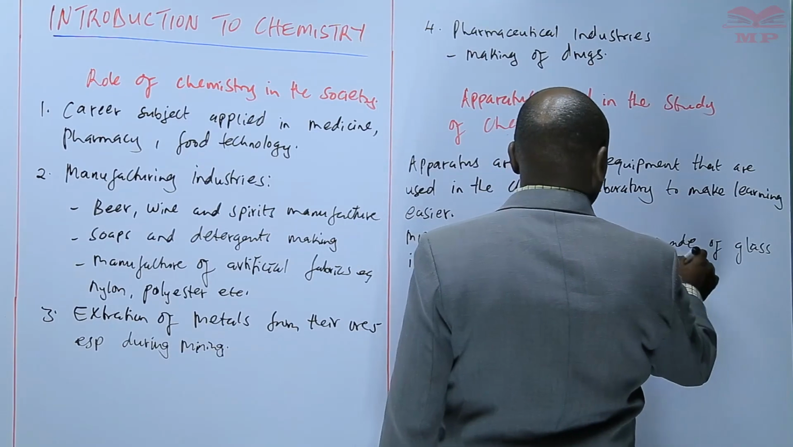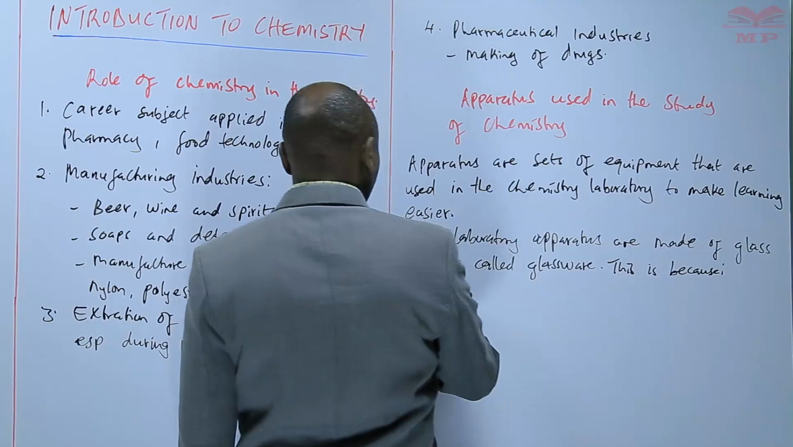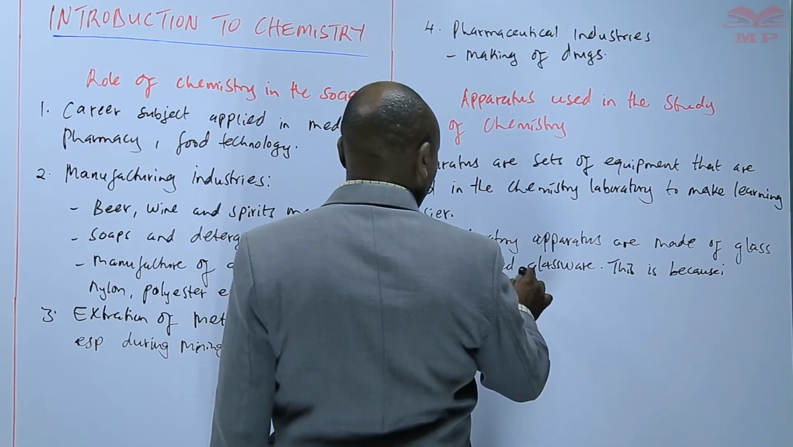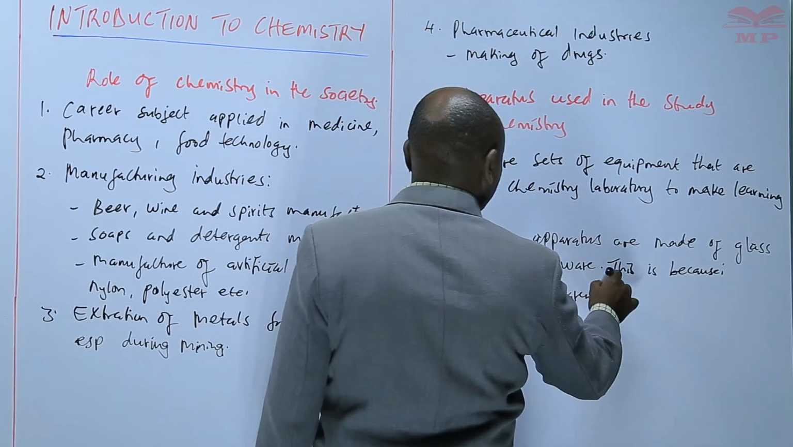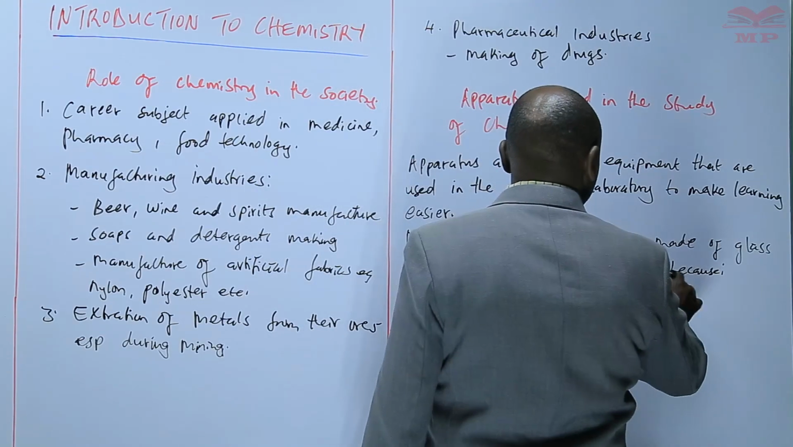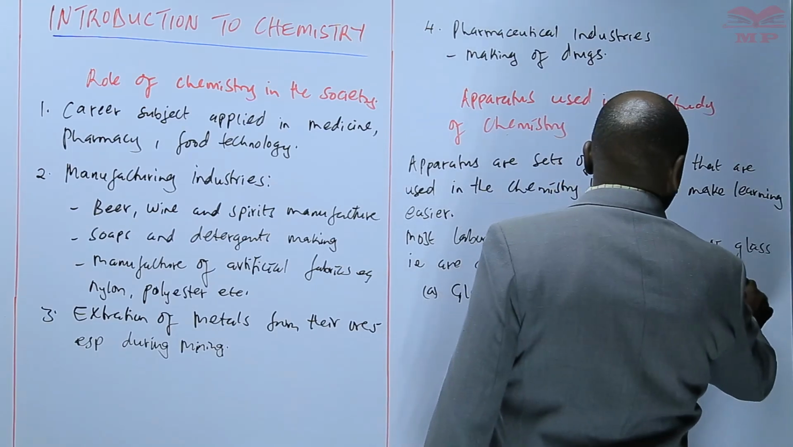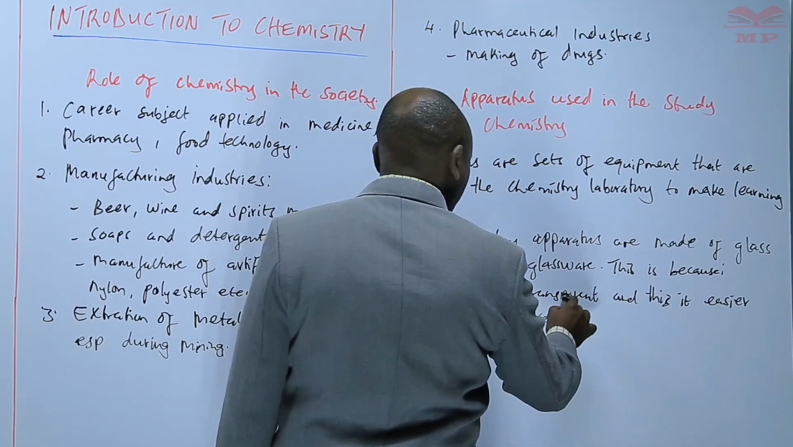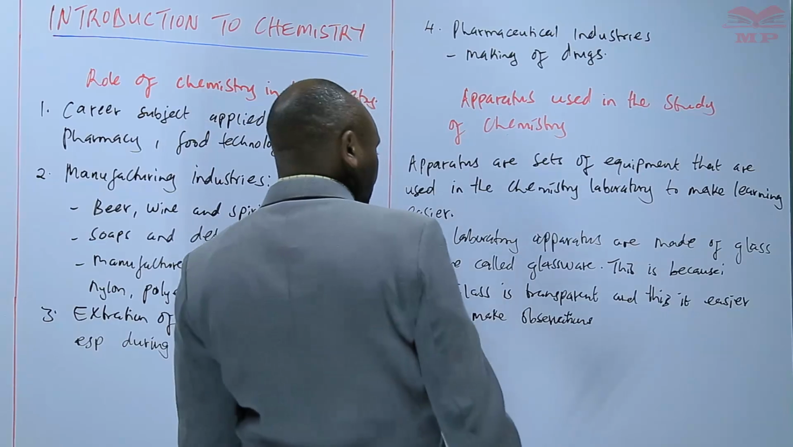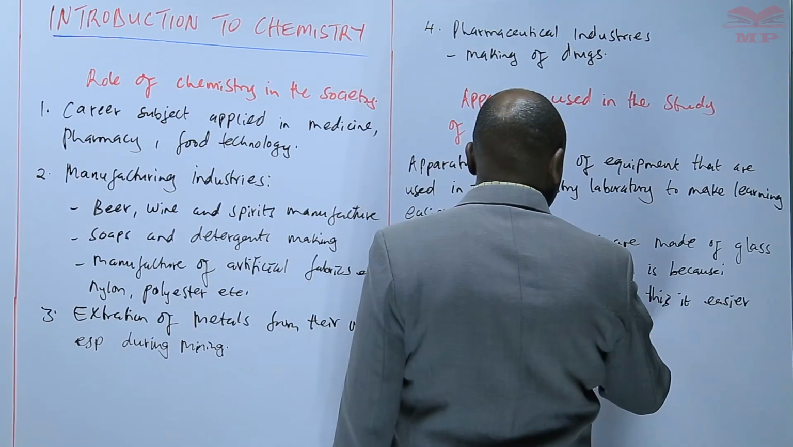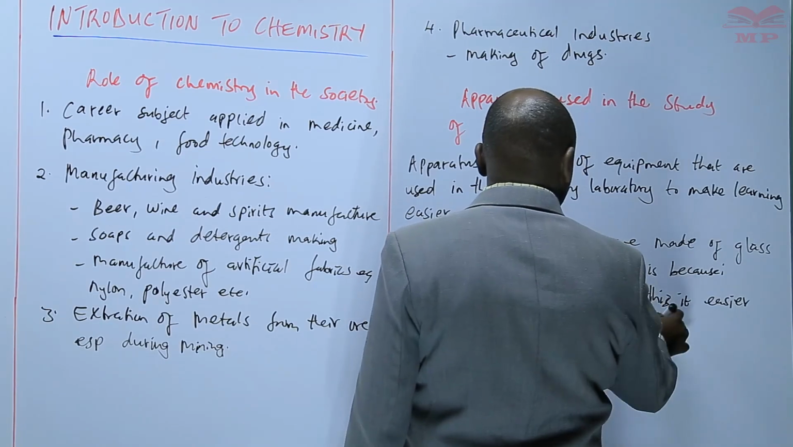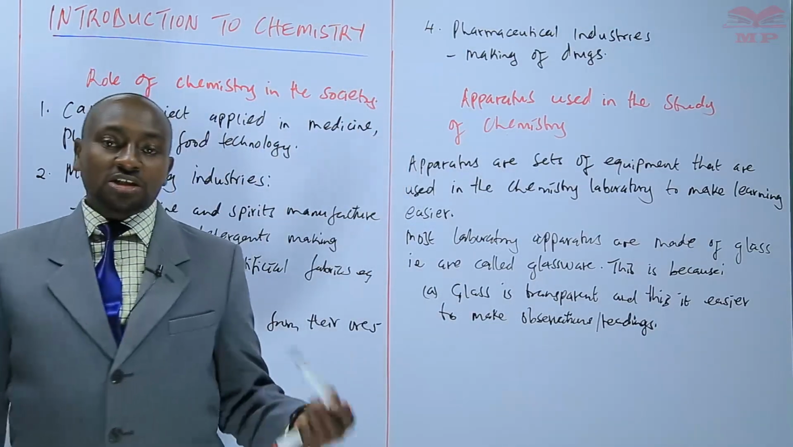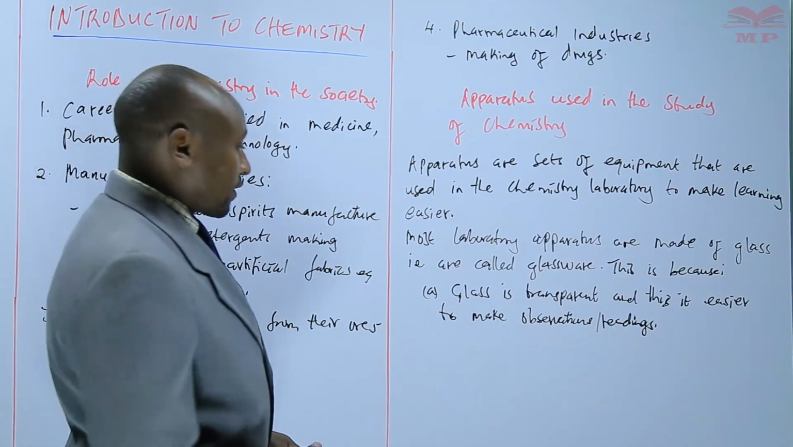And we can say that this is because, one, or A, glass is transparent. Glass is transparent, and this makes it easier to make observations or to make readings. The fact that it is transparent makes it easier to make readings or to make observations such as volume or changes in volume, temperature, and so on and so forth.